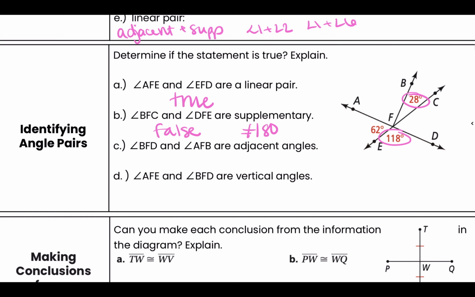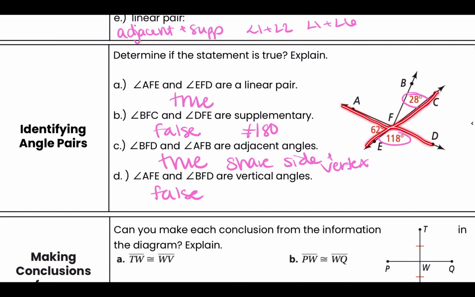Angle BFD and angle AFB are adjacent angles. So AFB, BFD, yep, that is true. They share a side and a vertex. AFE and BFD are vertical angles. That is false. AFE is a vertical angle with CFD, not BFD. So angle AFE and angle CFD are vertical angles.